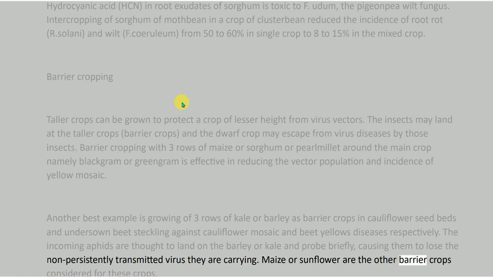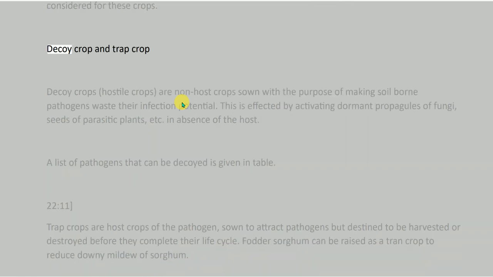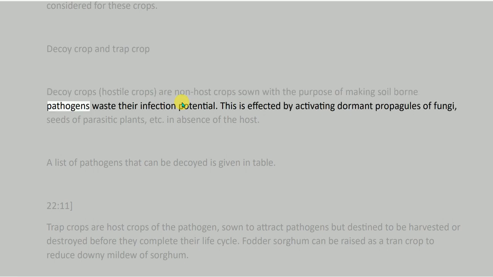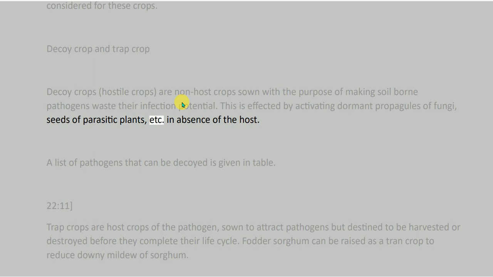Decoy crop and trap crop. Decoy crops, hostile crops, are non-host crops sown with the purpose of making soil-borne pathogens waste their infection potential. This is effected by activating dormant propagules of fungi, seeds of parasitic plants, etc. in absence of the host. A list of pathogens that can be decoyed is given in table 22.11.